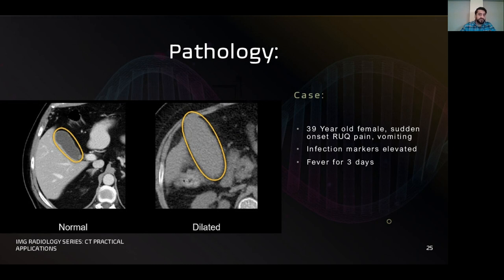So for example, if you have a female, sudden onset vomiting, right upper quadrant pain, infection markers are raised, what do you think she has in this particular case? Cholecystitis, yep. So what kind of changes would you expect to see around the gallbladder? So it's dilated, the CBD might be dilated, but around the actual organ itself, what do you think we might see?